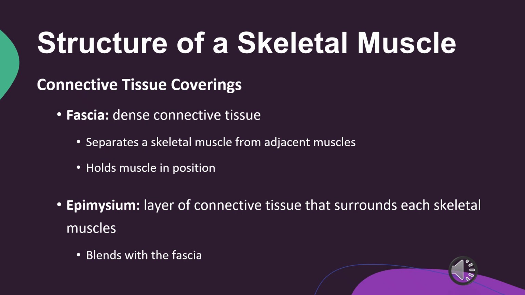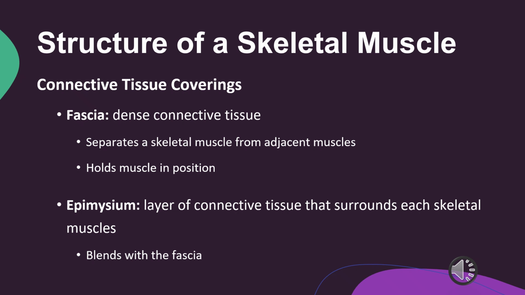Just beneath the fascia is what's called the epimysium. This is a layer that wraps around the whole skeletal muscle like a protective sleeve. It blends right into the fascia to provide extra strength and durability. Together, the fascia and epimysium help anchor the muscle. They reduce friction with other tissues, and they help give the muscle its shape.